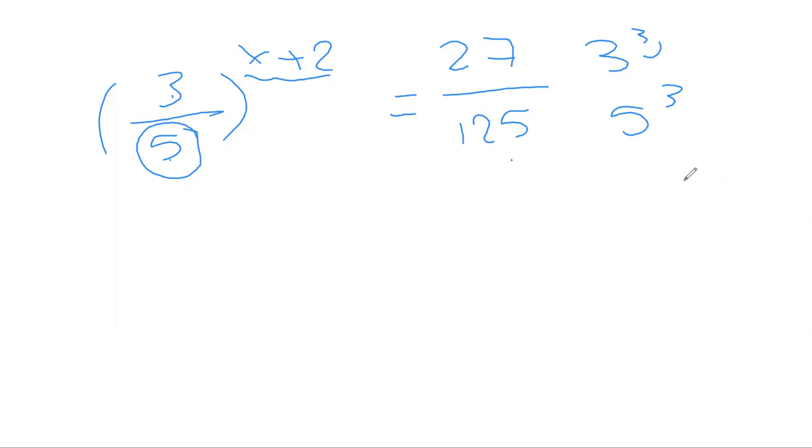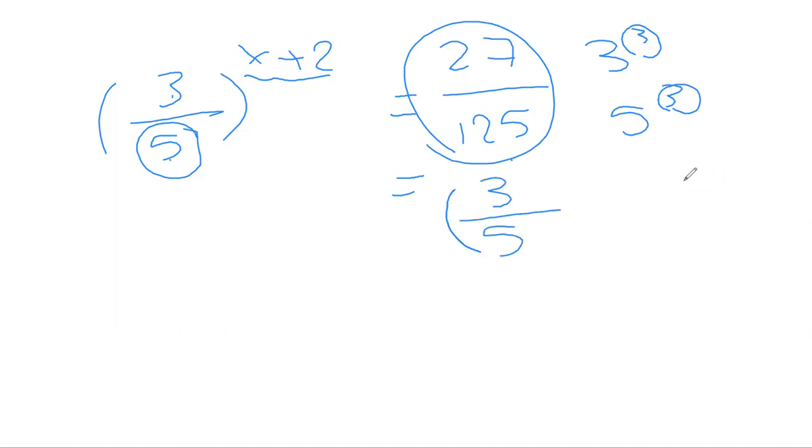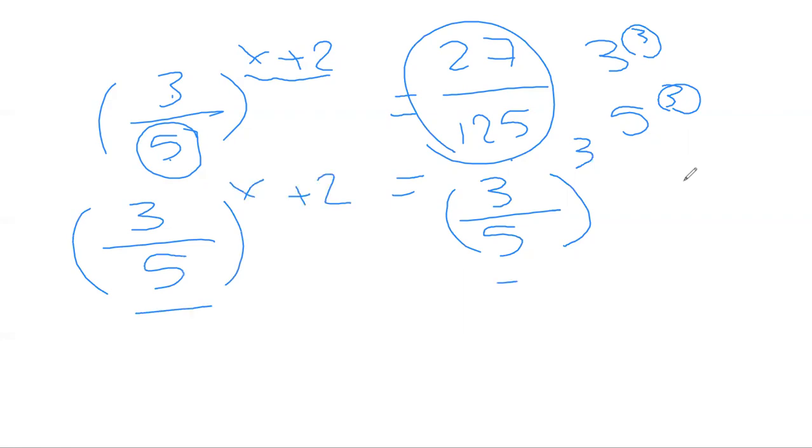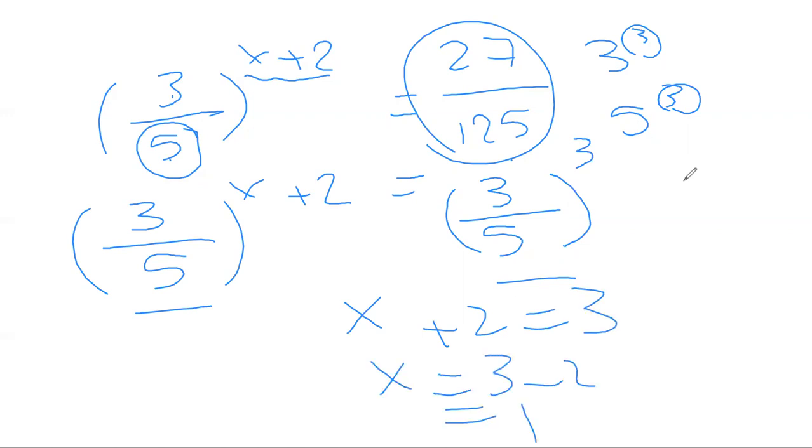So both of them, as you see, have the same power. So I can remove 27 over 125 and write 3 over 5 all power 3. We said that in the end we must have the same power to make an equation. 3 over 5 to the power x plus 2. The same base, so x plus 2 equals 3. So x equals 3 minus 2, equals 1.